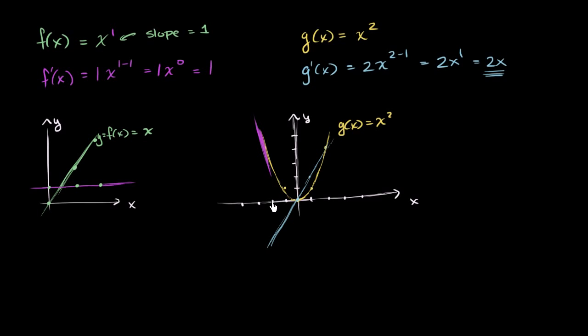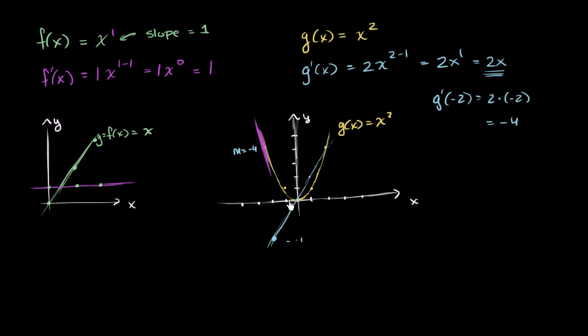Well, for x is equal to negative 2, g prime of negative 2 is equal to 2 times negative 2, which is equal to negative 4. So this is claiming that the slope at this point is negative 4. It's saying that the slope at this point is negative 4. m is equal to negative 4. That looks about right. It's a fairly steep negative slope.